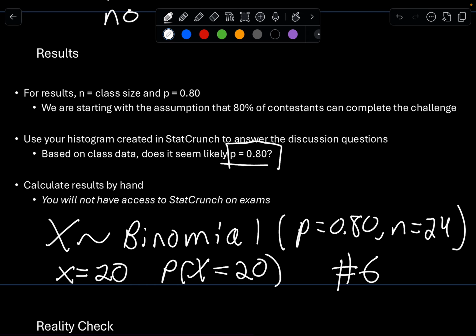You need to do this by hand because on an exam, you'll have to do this by hand and you'll have to show your work. So this is good practice.